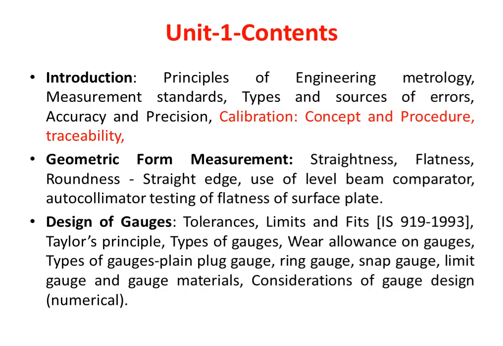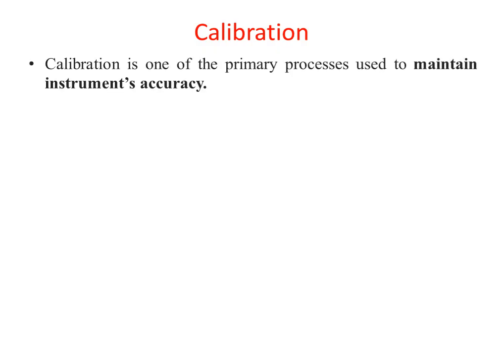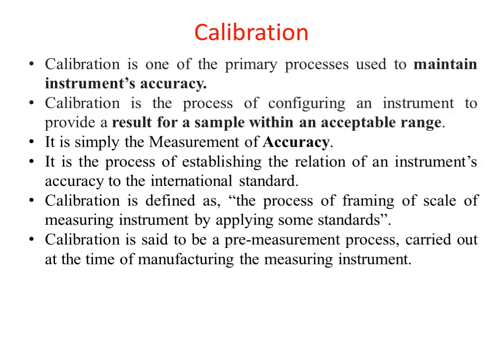So these are the contents of Unit 1 from Metrology and Quality Control subject. So we will learn calibration. Calibration is one of the primary processes used to maintain the instrument's accuracy. The calibration is the process of configuring an instrument to provide a result for a sample within an acceptable range. It is simply the measurement of accuracy. In simple words, we can say that the calibration is the process of measuring the accuracy.